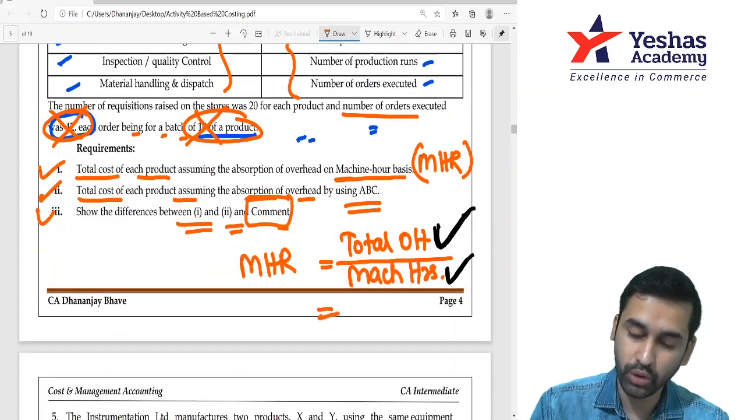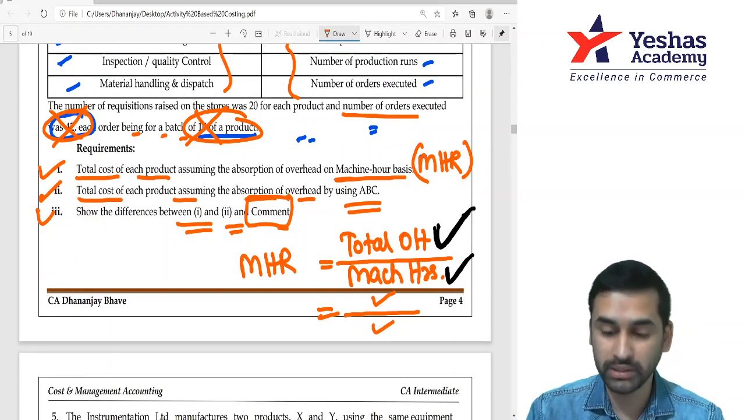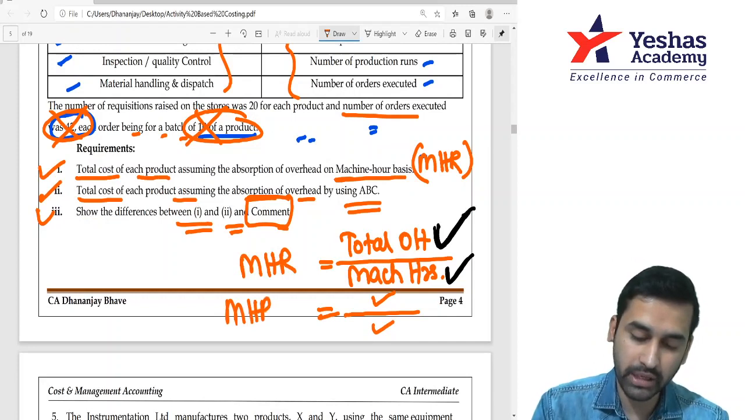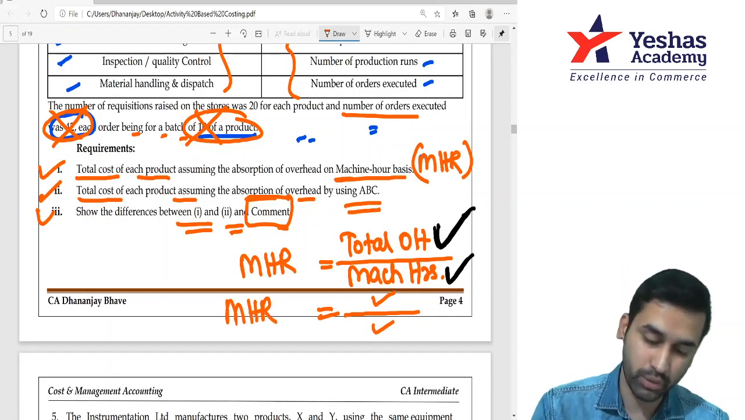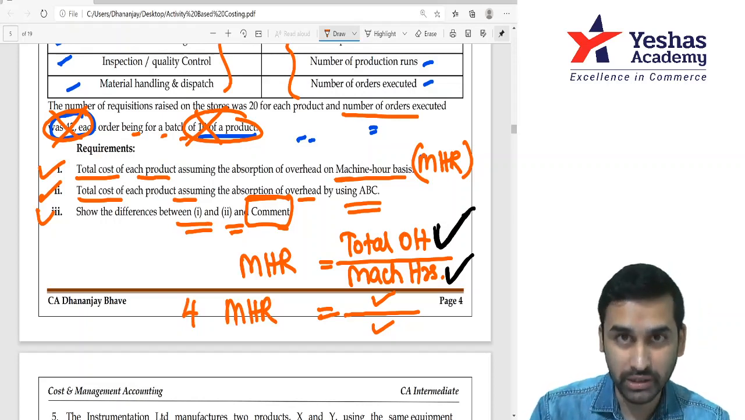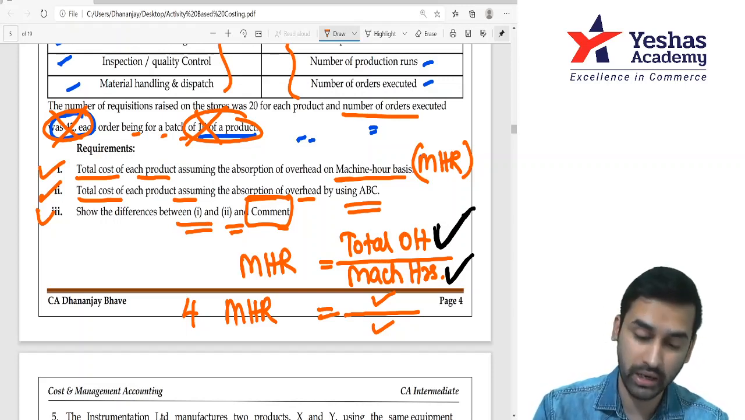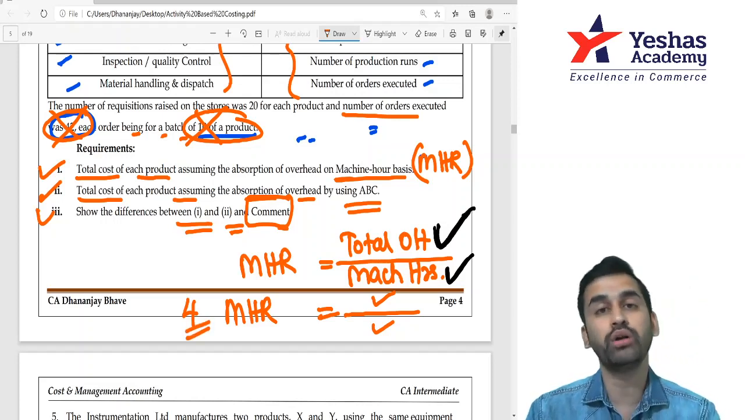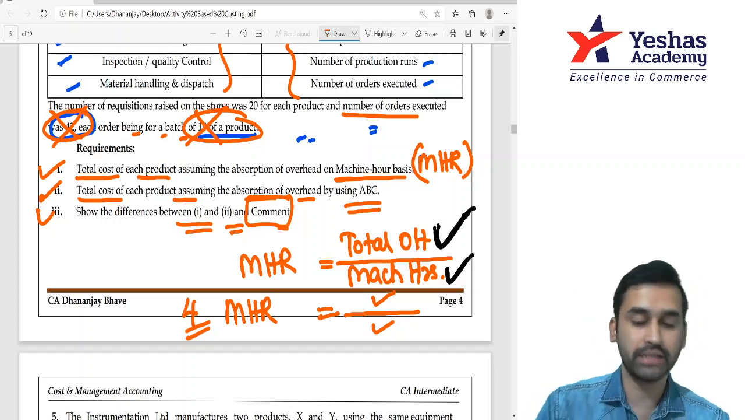Now when I divide the numerator, total overheads, by the denominator, total machine hours, I will get MHR. Correct? And if that MHR comes to, say, 4, what is the meaning of 4? If one machine works for 1 hour, then the overhead cost will be 4 rupees. Clear? Based on that, I can estimate the cost.